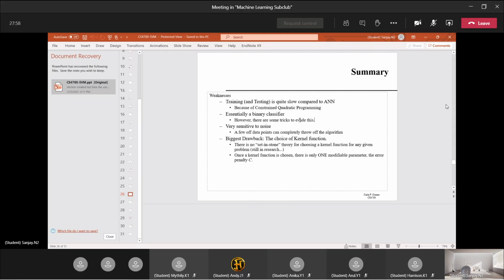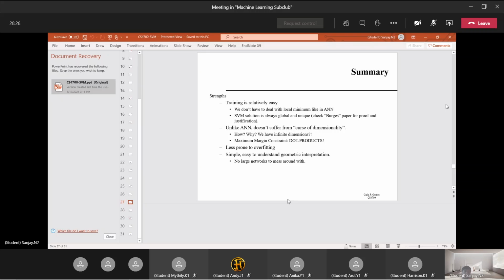And like I said, the biggest drawback is the choice of the kernel function. There still is no clear path or clear choice to make when choosing a kernel function. You have to use a combination of your intuition plus some math if you're good at that, or just use what other people have been using in the past. And if it's worked well for them, then you might try applying a similar kernel to your problem.